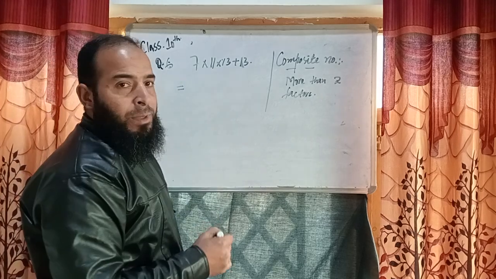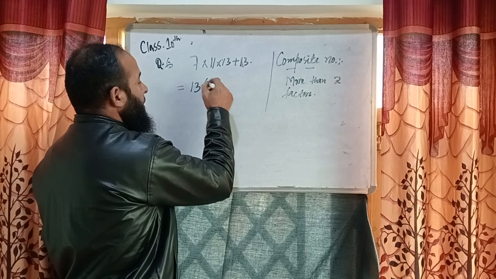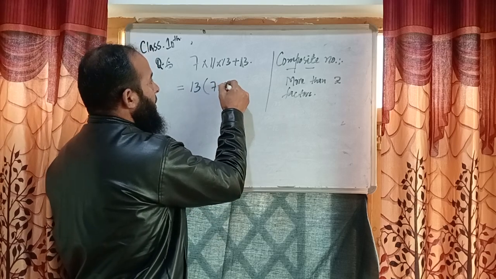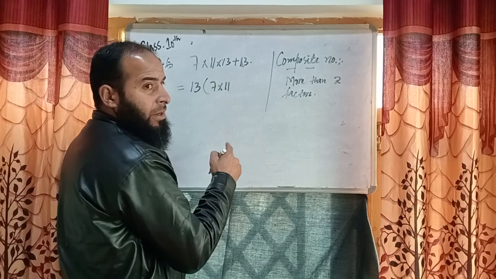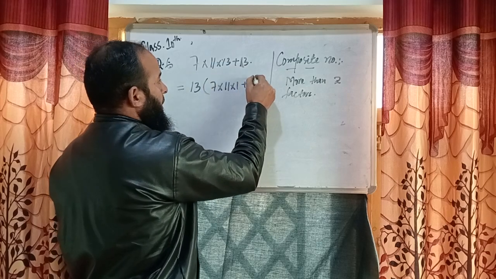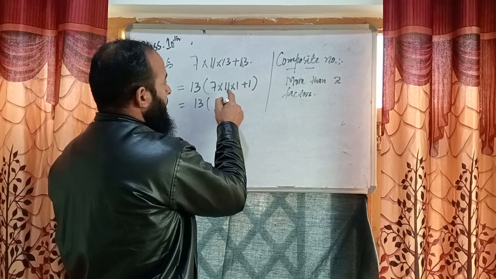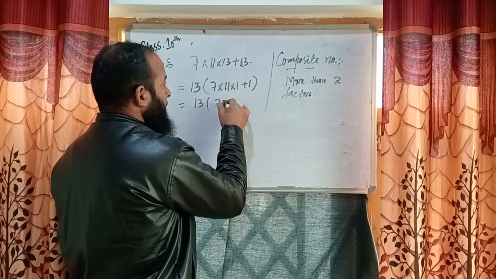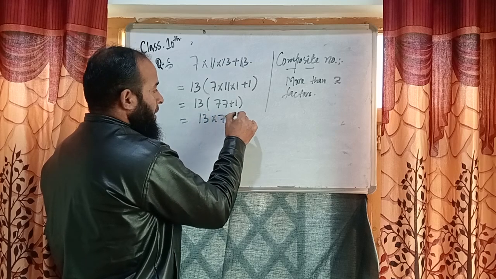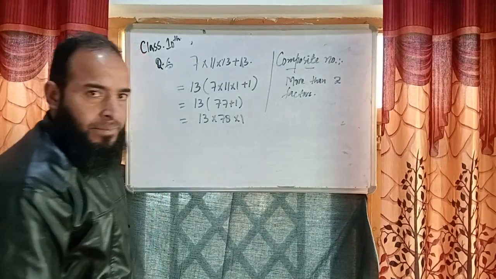If we take this 13 out, it can be written as 13 into 7 into 11 plus 1. 7 times 11 is 77, so it will be 77 plus 1, and it will be 13 into 78. We can write it as 13 into 78 into 1.